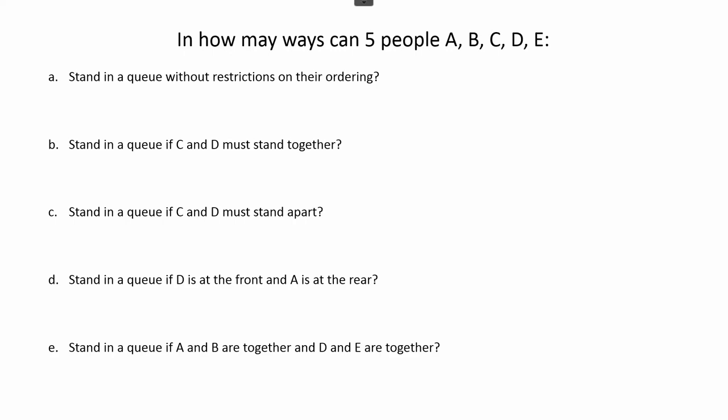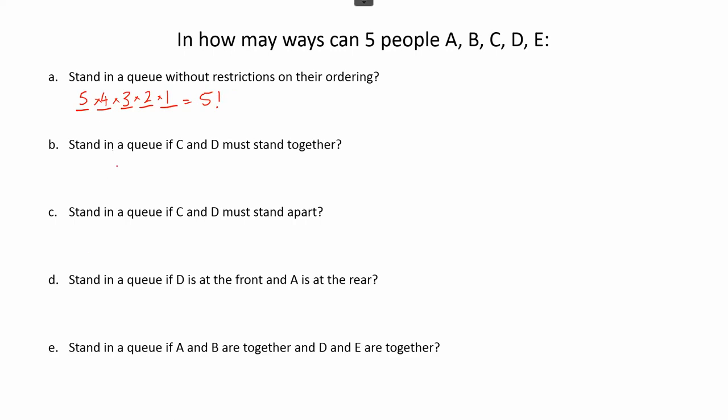In how many ways can 5 people A, B, C, D and E first of all stand in a queue without restrictions on their ordering? So if we imagine the 5 positions, well, to fill the first position, we could fill it with any one of the 5 people. Then there would be 4 people left, then 3, then 2, then 1. So we just multiply them all together. So really what we have is 5 factorial ways.